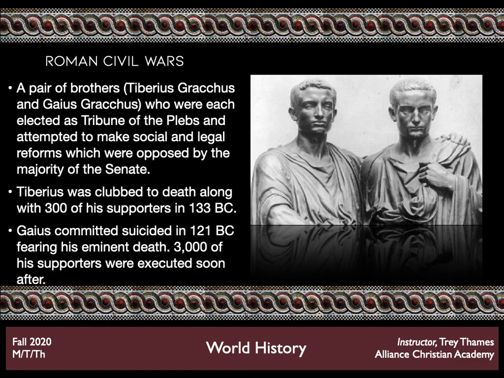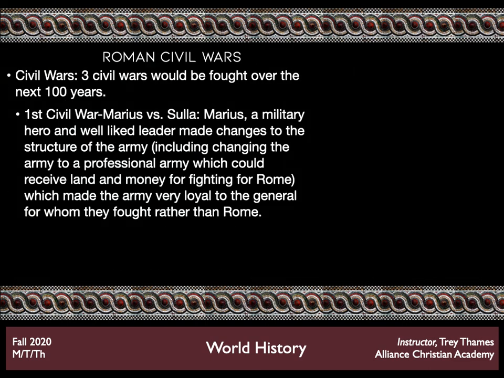And when Tiberius was elected to be the tribune of the plebes, he eventually is going to be clubbed to death along with 300 of his supporters in 133 BC. 10 years later, his brother is elected as tribune of the plebes, and after 2 years, he's going to commit suicide because he knows he's about to be executed. 3,000 of his own followers were put to death right after he committed suicide. So these reforms, they were great, but they didn't go anywhere because these guys were killed or committed suicide. They gave it a valiant effort, though.